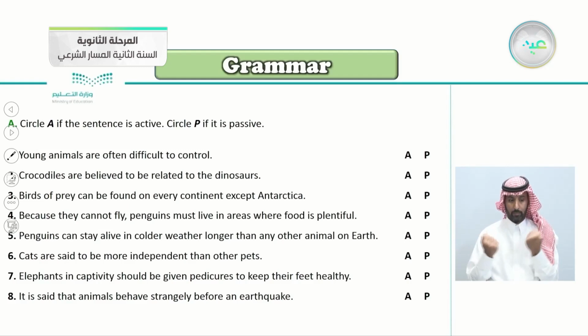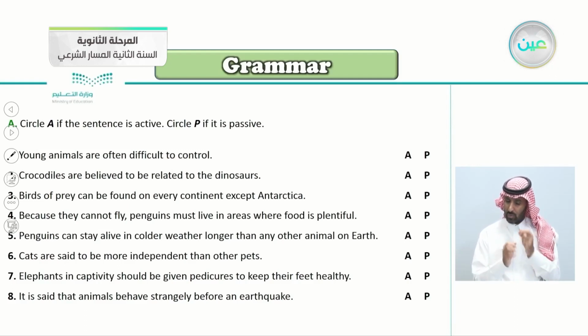Exercise A, circle A if the sentence is active, and P if it is passive. So circle A if it is active, and P if it is passive. Young animals are often difficult to control.